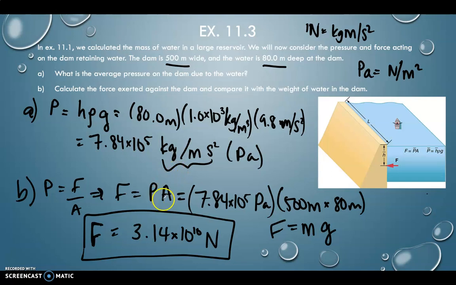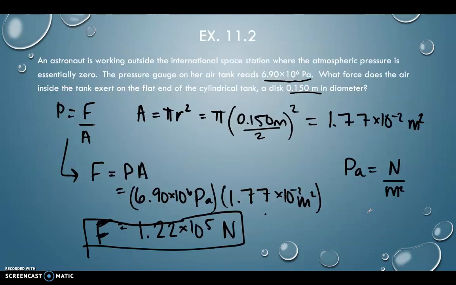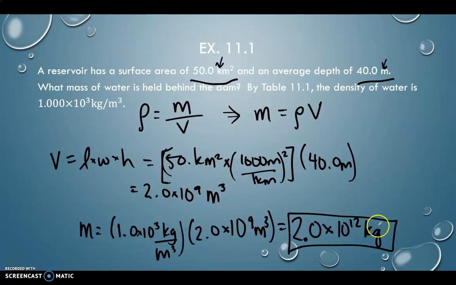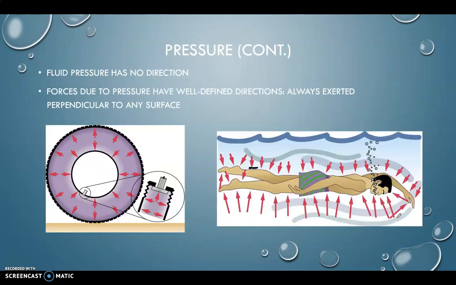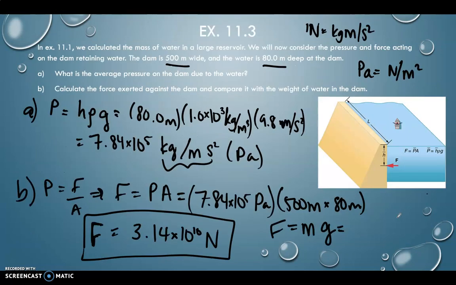All right, so we left off on example 11.3, and we were going to compare this force exerted against the dam with the weight of water in the dam. And we previously, in example 11.1, as it states here, found the mass of this body of water, this reservoir, and that mass was 2 times 10 to the 12, okay? Okay, and so that's our mass.